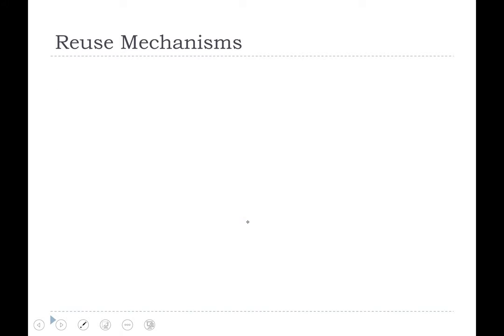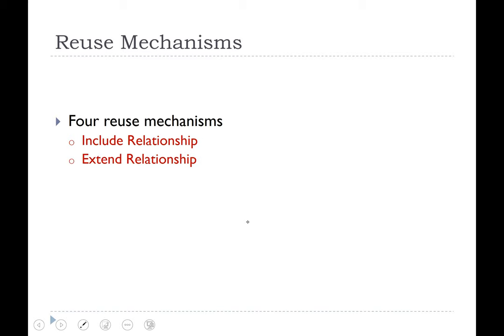In use case modeling, we're given four mechanisms for reuse, okay? The first is called the include relationship. The second is called the extend relationship. All right, and then you see a little white gap before we introduce the other two. The third is called the generalization.